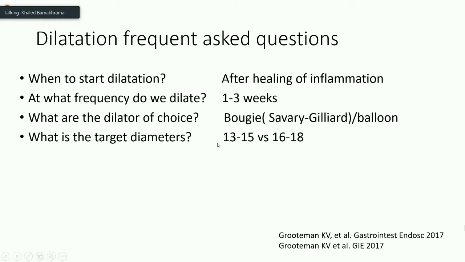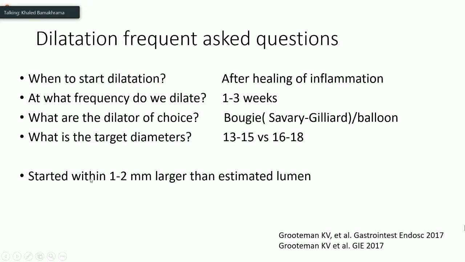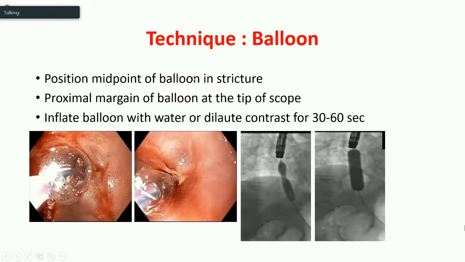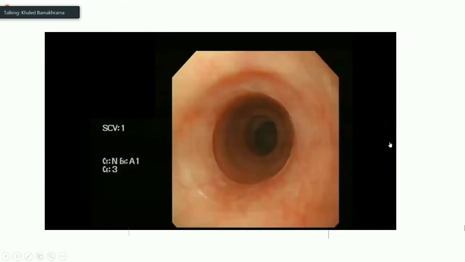What is the target diameter? 13 versus 15, or 16 versus 18. Usually, if you have a refractory and recurrent stricture, 16 is better. Start with 1 to 2 millimeters larger than the estimated lumen. Of course, we follow the rule of 3 and the rule of 2 for eosinophilic esophagitis because of the risk of perforation. The X-ray is very important. If you have it in your unit, you can see the disappearance of the waist, and you can see your situation in an elegant way.